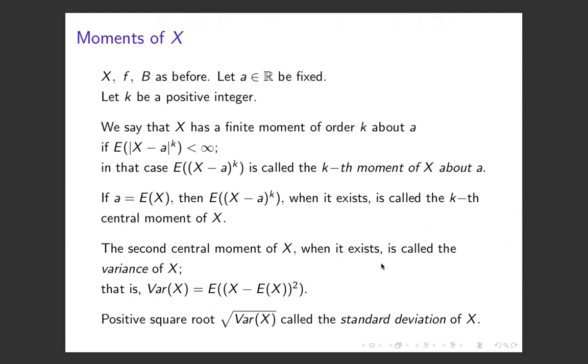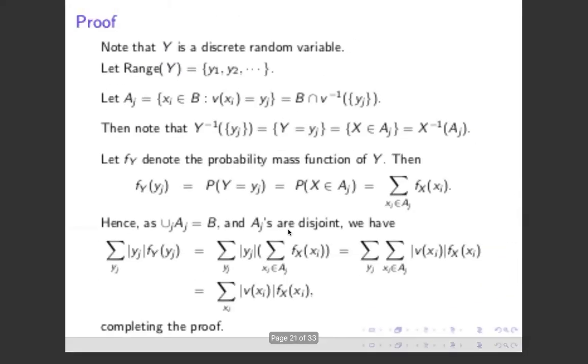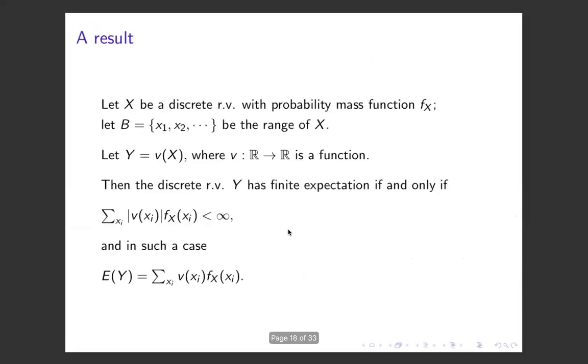Expectation of the square. And the positive square root of variance is called standard deviation. Again, these things you would have seen. And probably in your earlier course, the variance, etc., would have been directly defined in terms of such an object.